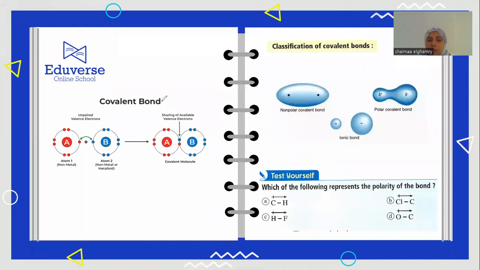Let's check our understanding. Which of the following represent the polarity of the bond? The polar covalent bond is expressed by an arrow directed from the weakly electronegative atom to the strongly electronegative atom, because the strongly electronegative atom pulls electrons toward itself.